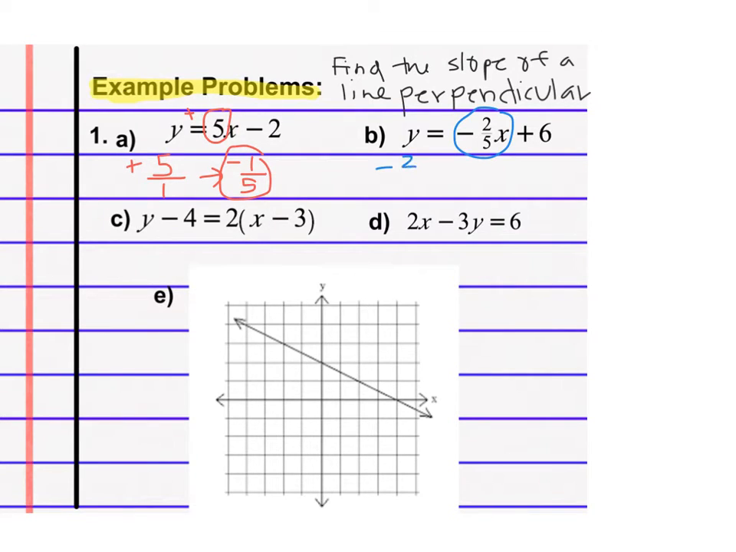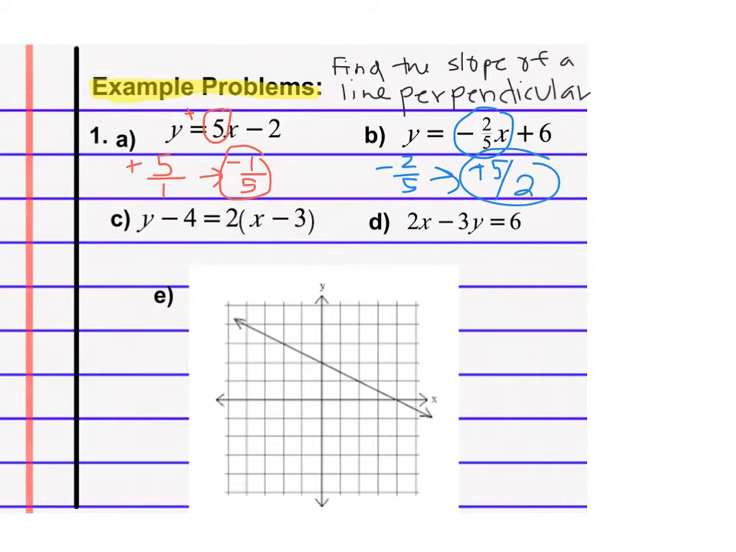Let's try part B. -2/5 is my slope. So what is going to be the slope of something perpendicular? So what is the negative or opposite reciprocal? So put in your check for understanding question, see if you get it right. It should be +5/2. You flip your fraction, you change your sign. It was negative, you make it positive.